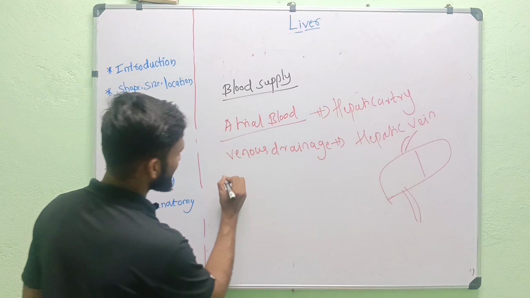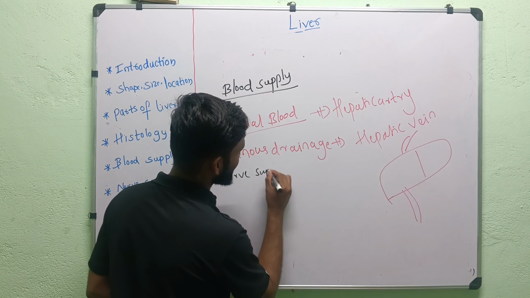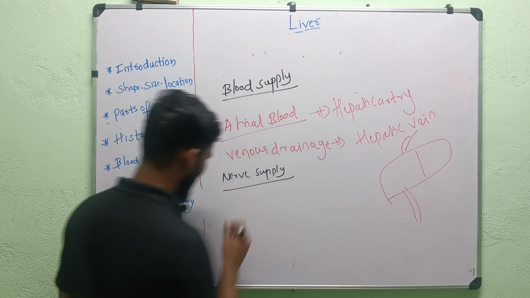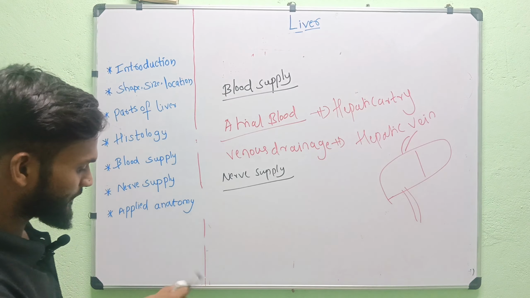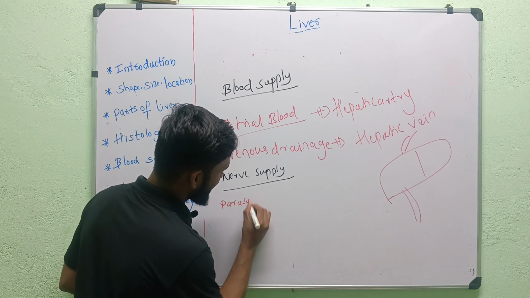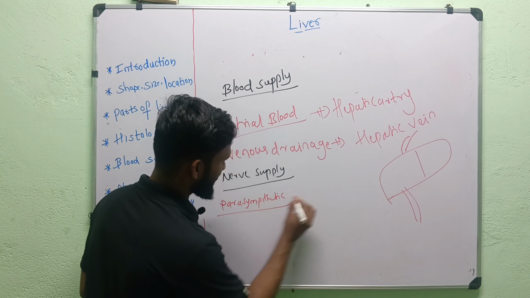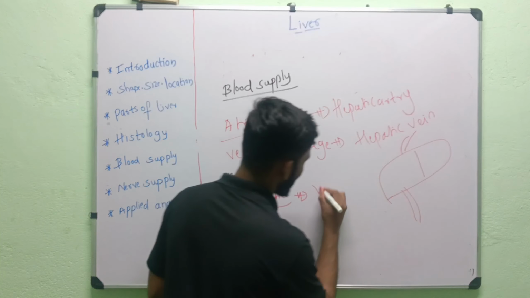Next, we are going to discuss the nerve supply. The parasympathetic nerve supply is done by your vagus nerve.